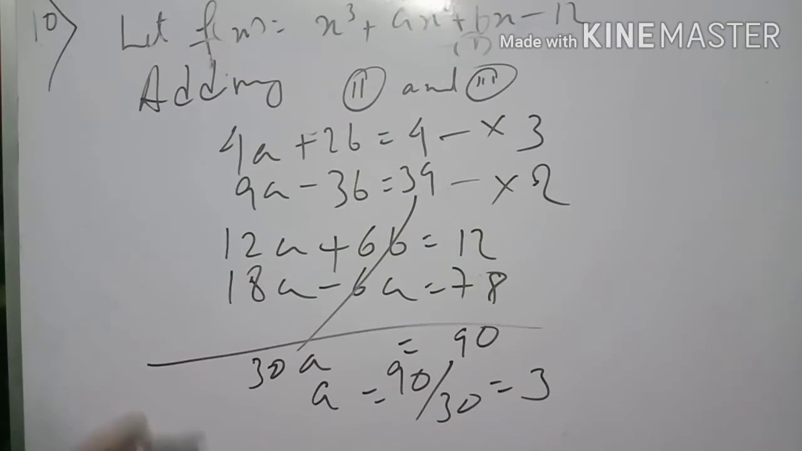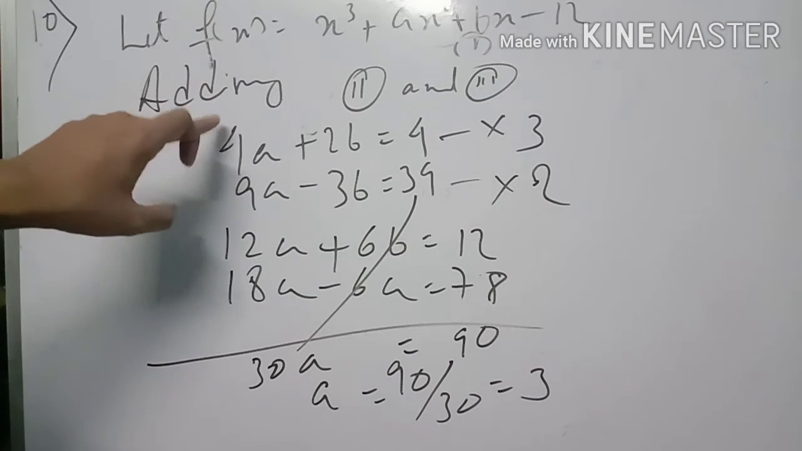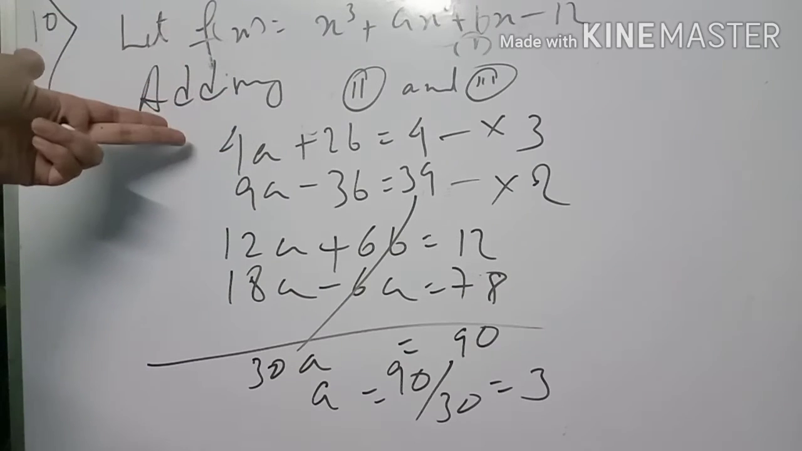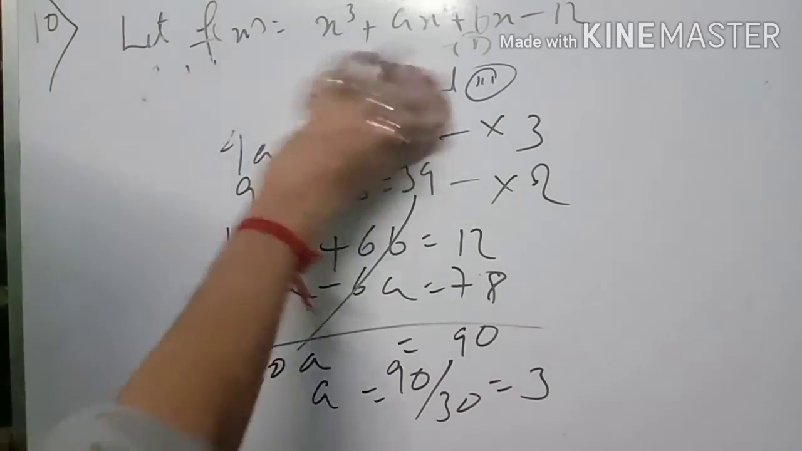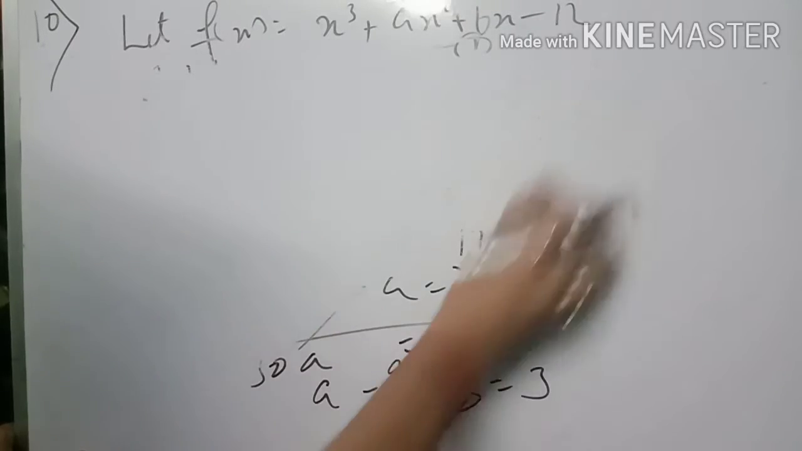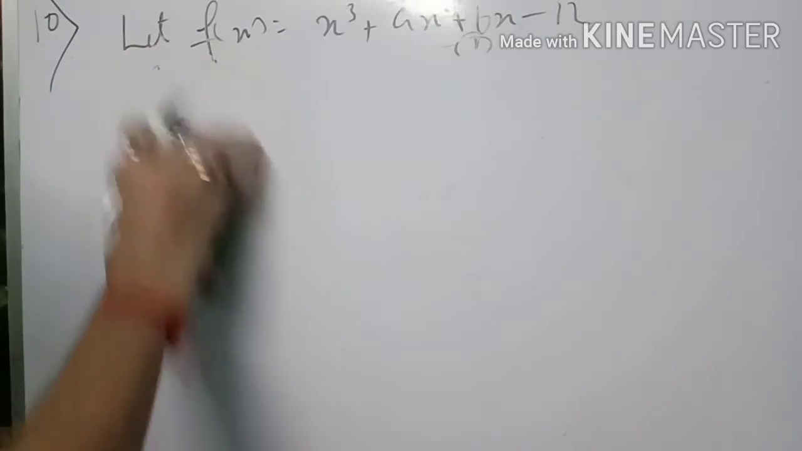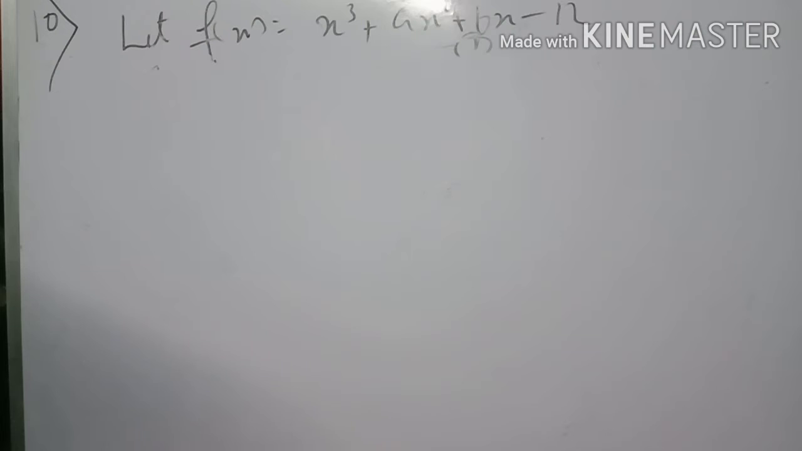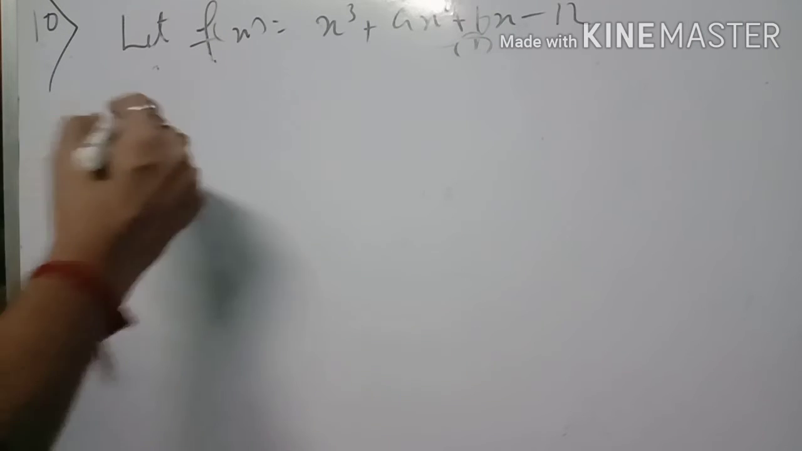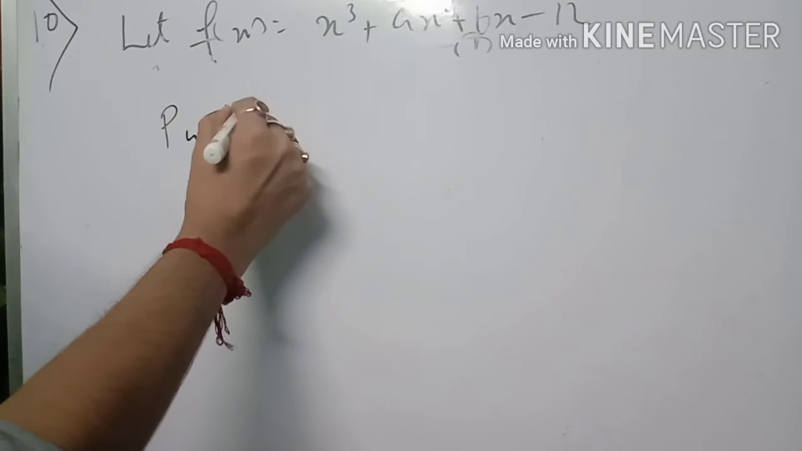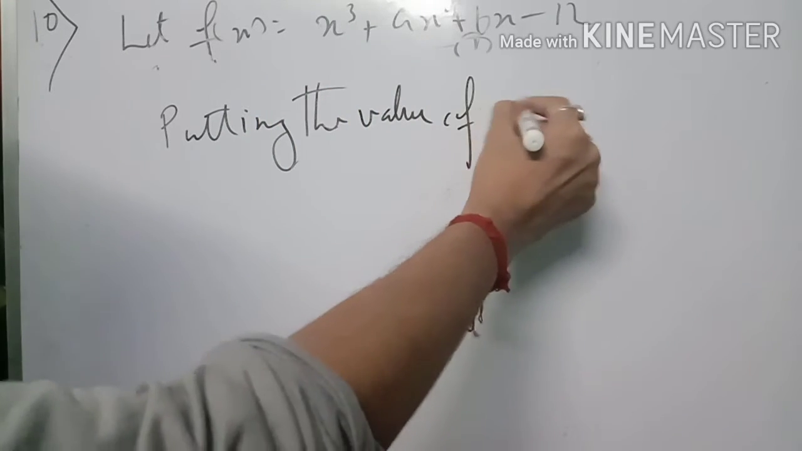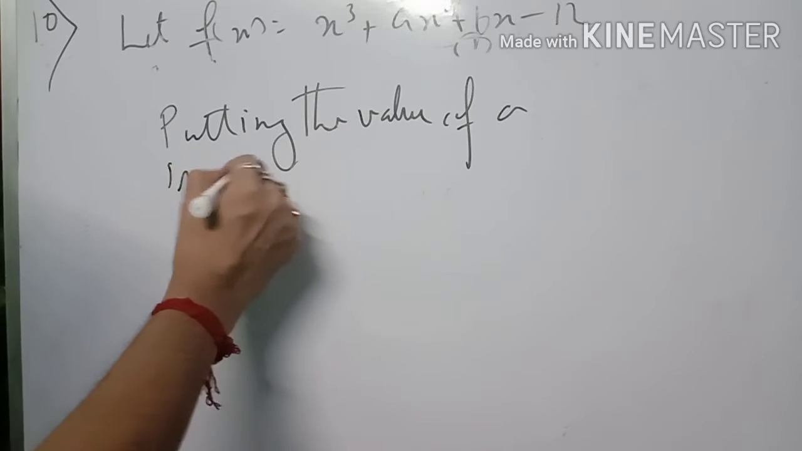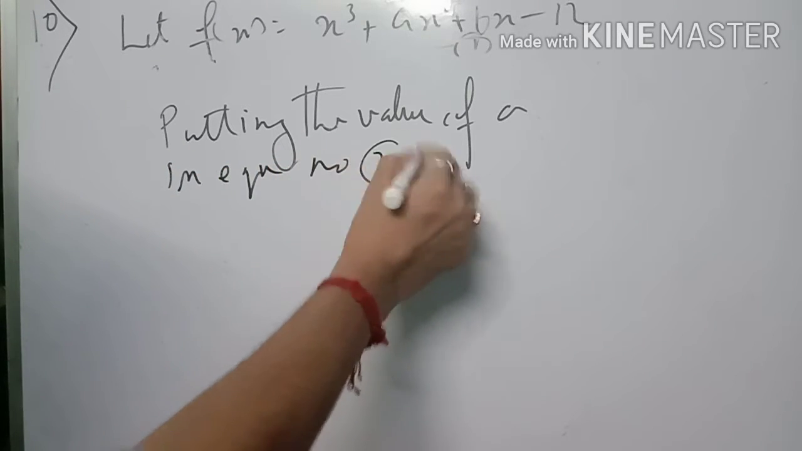Now let us calculate b. Remember, this is not going to be subtraction, it will be addition. Previously I've written subtracting, it will be adding. We got the answer for a. Now let us get the answer for b. We're going to write, putting the value of a in equation number 2.